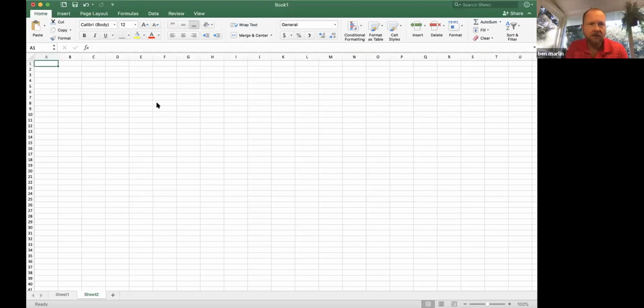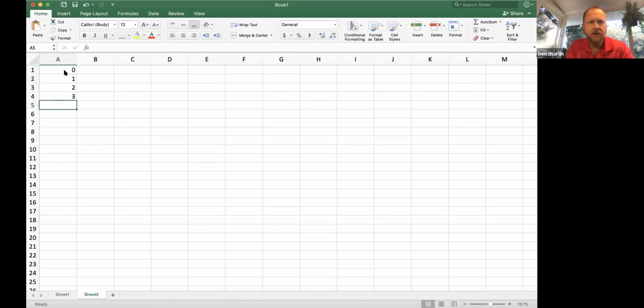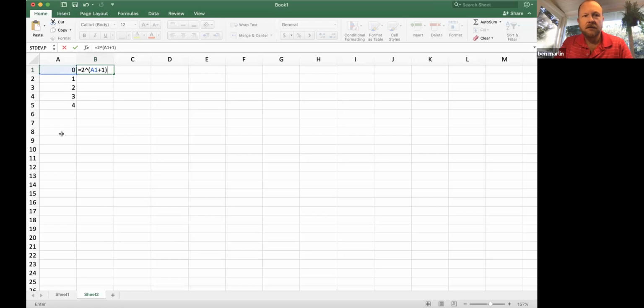I just came over here to Microsoft Excel, and I said, okay, 0, 1, 2, 3, 4, okay? And then I looked back at the formula there. I have to say equals 2 to the power, parentheses, the thing next to me, plus 1, okay? The reason that I want to have it point at that positionally is that I'm going to copy it down to other cells, and the formula will continue on.